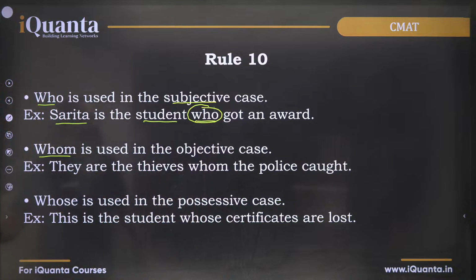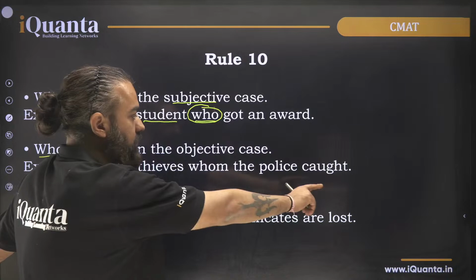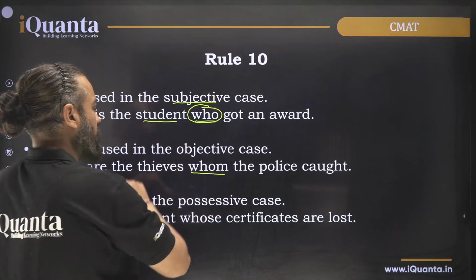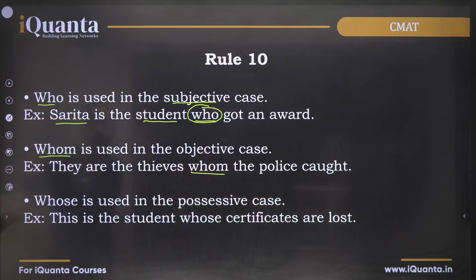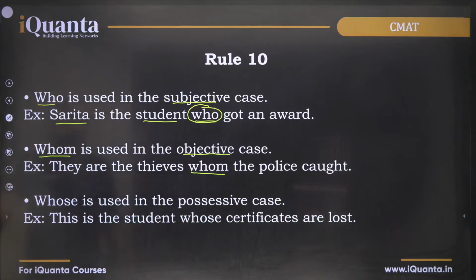Second sentence. They are the thieves whom the police caught. Who did the action here? The police did the action. The police caught the thieves, right? So whom refers to the thieves and the police is the subject. This becomes whom because it refers to the objective case. Whose is simple. Whose is used in the possessive case. This is the student whose certificates are lost. I think this is self-explanatory.